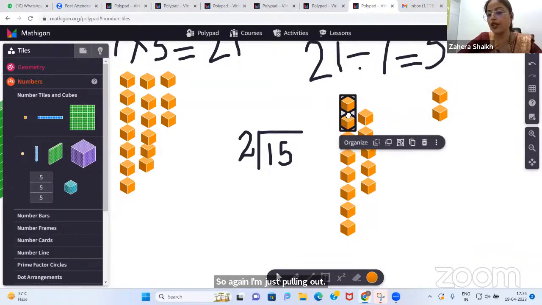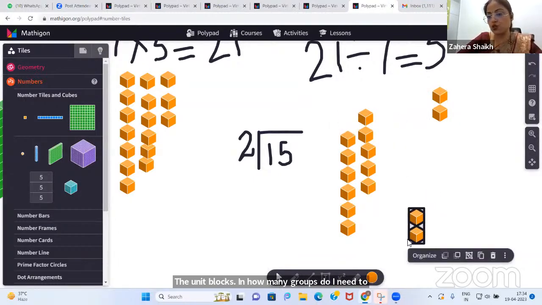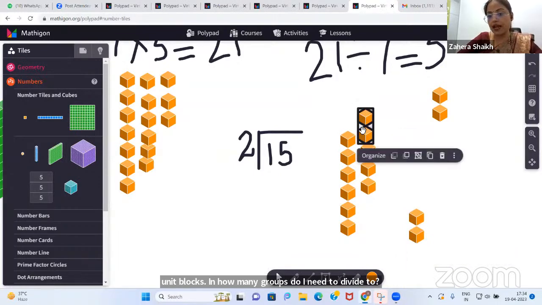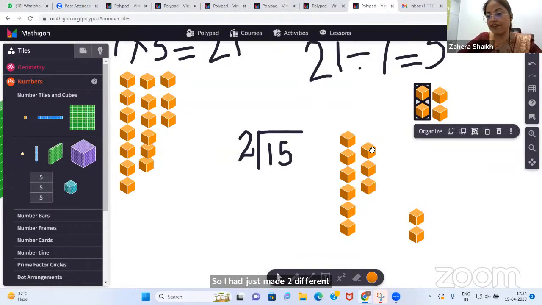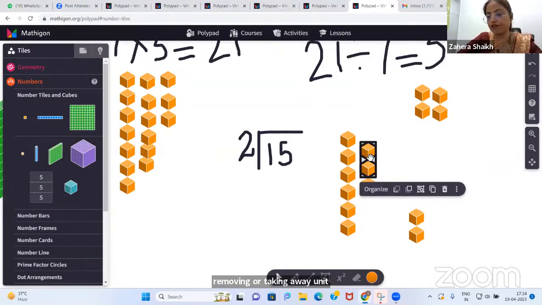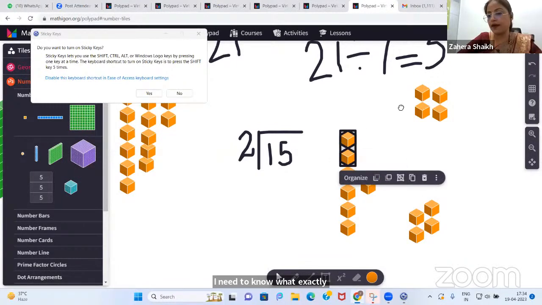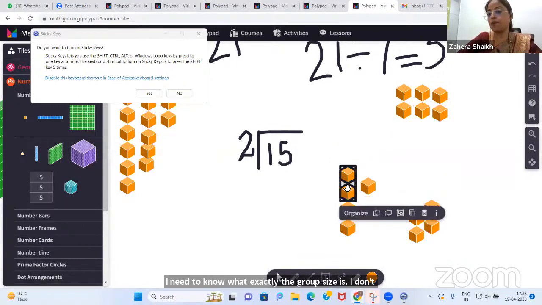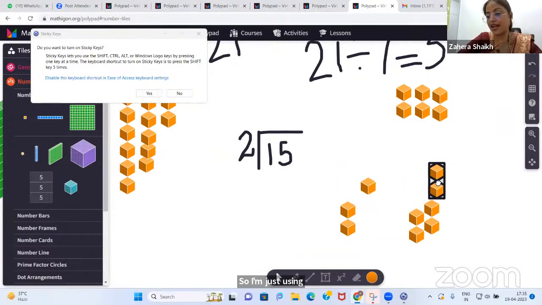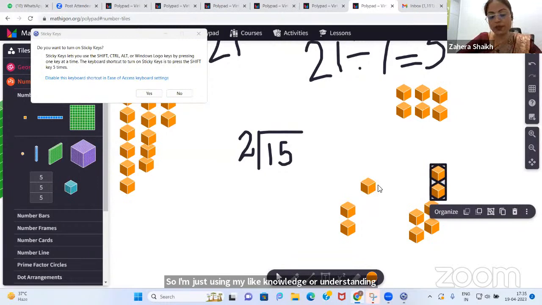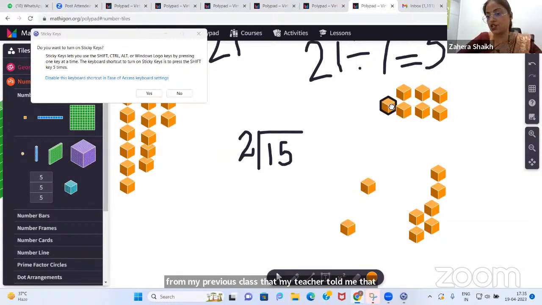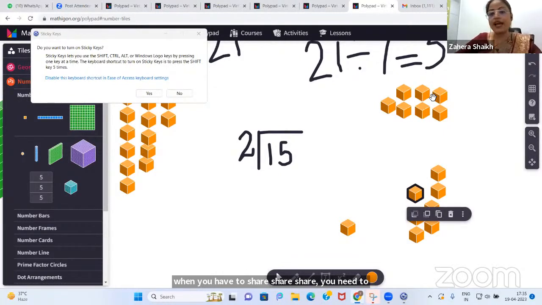the unit blocks. In how many groups do I need to divide? 2. So I have just made 2 different groups, and I'm removing or taking away unit blocks in groups of 2 from each of these, right? Because I don't know what exactly the group size is. So I'm just using my knowledge from my previous class, that my teacher told me that when you have to share equally, you need to subtract from the whole equally. So now I can see that each group has how many blocks?